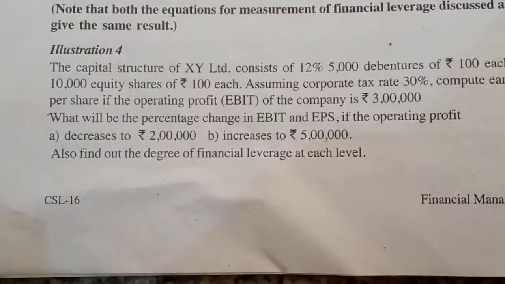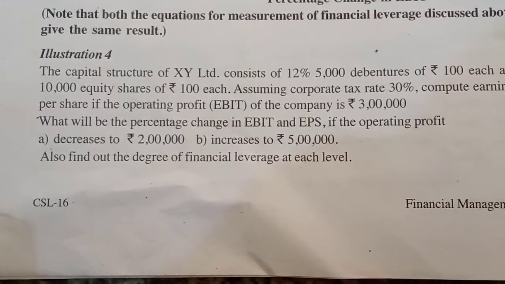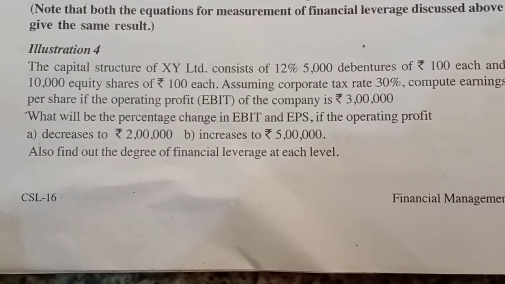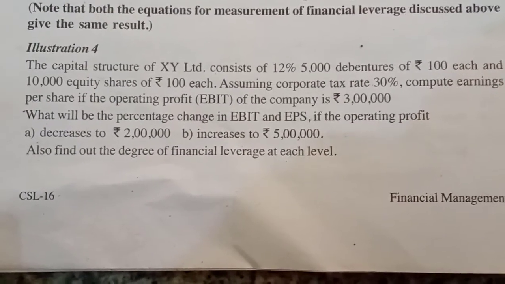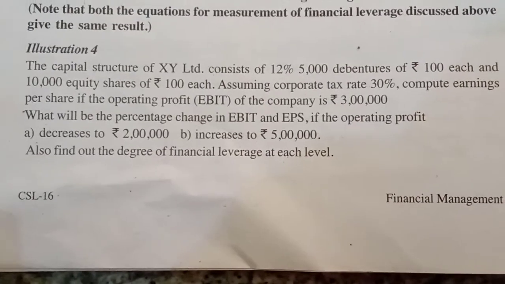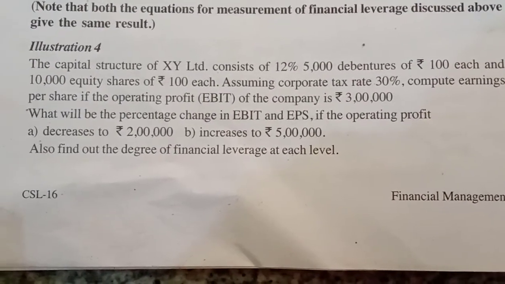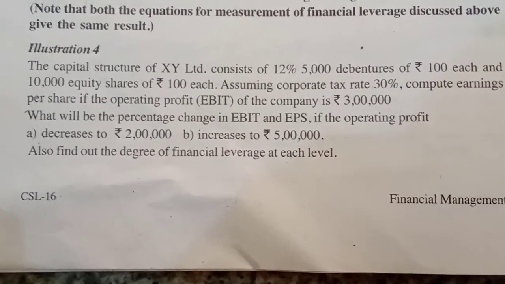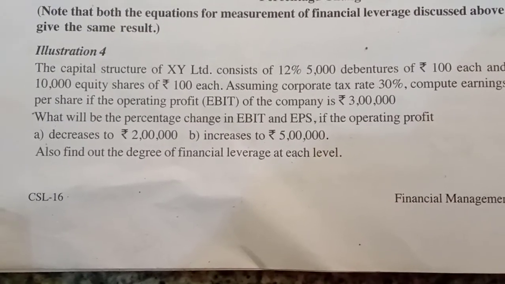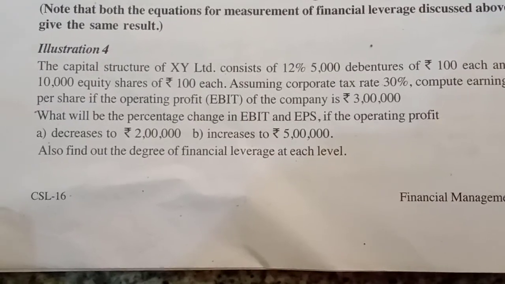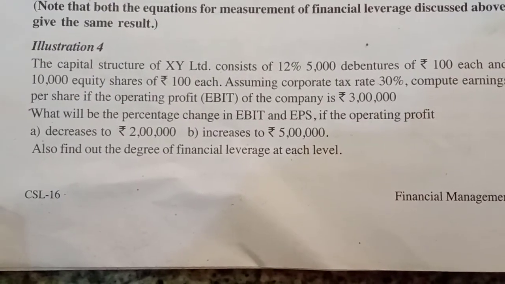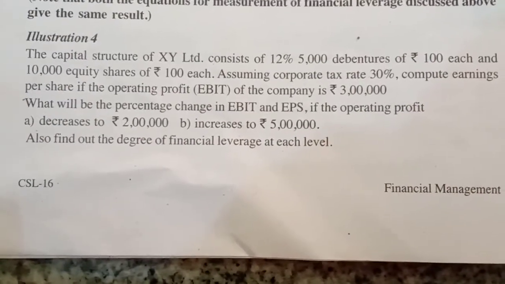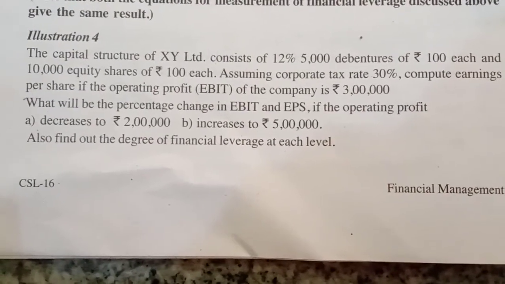Capital structure: 5,000 debentures of rupees 100 each means 5,000 into 100, that is equal to 5 lakh. 5 lakh rupees debentures carrying 12% interest. And 10,000 equity shares of rupees 100 each means 10 lakh rupees equity capital. Assuming corporate tax at 30%. Compute earnings per share if operating profit, EBIT, is 3 lakh.